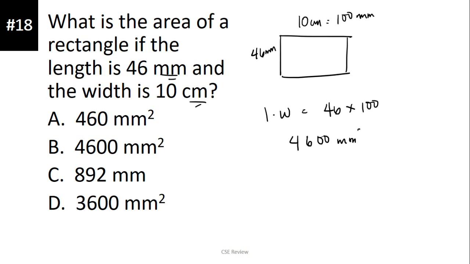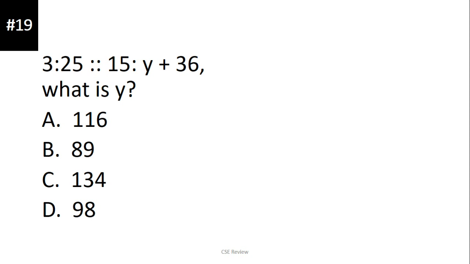So, length times width is 46 times 100 or 4600 millimeters square. So, the answer is letter B. If you got excited and the answer mo is A, the reason for that is hindi mo napansin na centimeter yan. So, be careful when it comes to the exam. Look at the units. Kung pareho sila, that's the only time na you go straight away to multiplying stuff. Okay? Be careful. Number 19, 3 is to 25 is as 15 is to y plus 36.